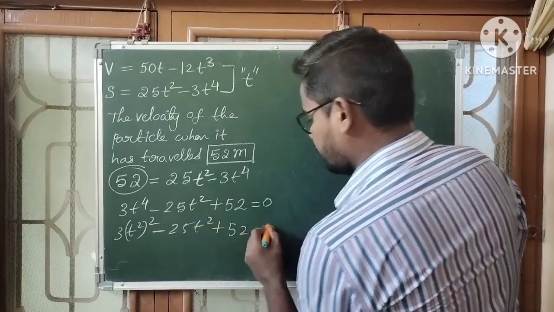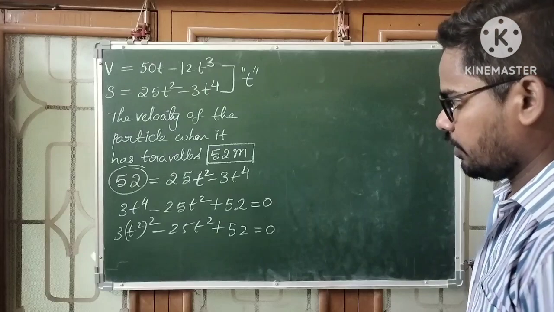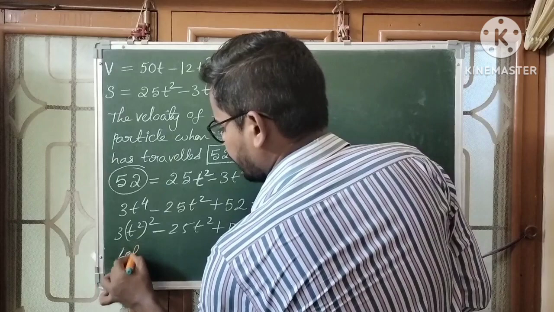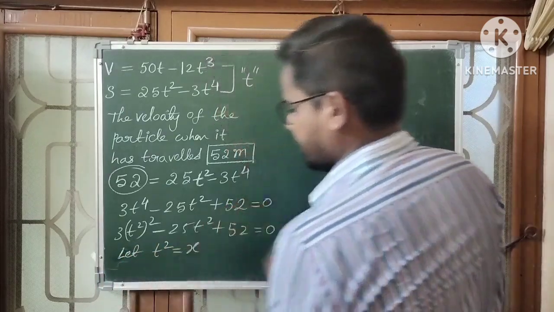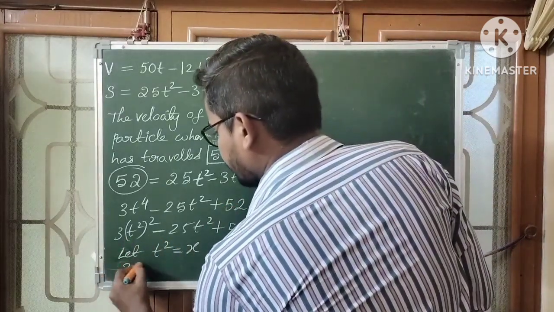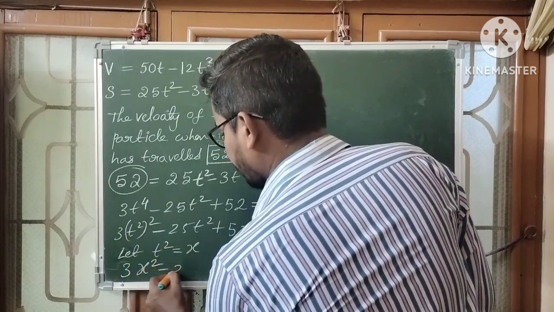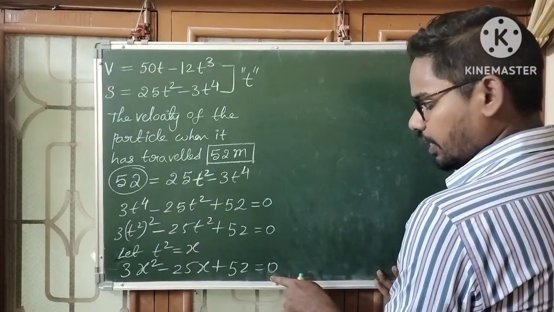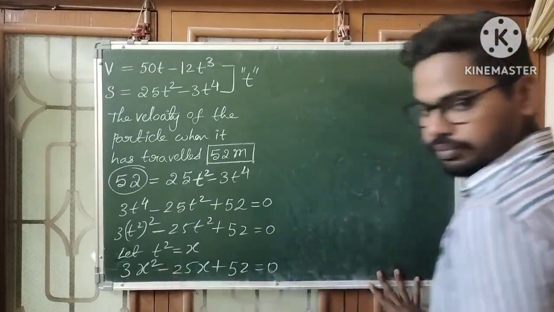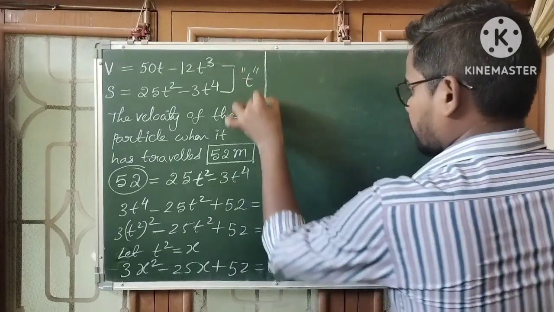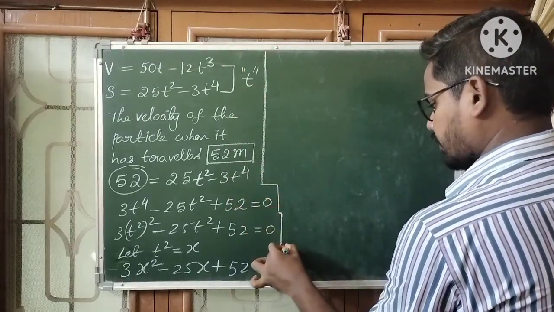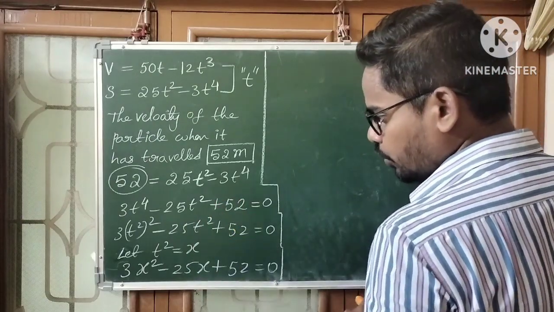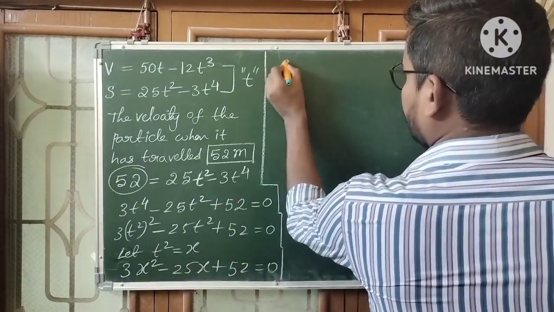Now let us assume t square is equal to some x. Now it becomes 3x square minus 25x plus 52 is equal to 0. This is a quadratic equation because the highest power of the variable is 2. We know that a quadratic equation has at most 2 solutions. So 3x square.